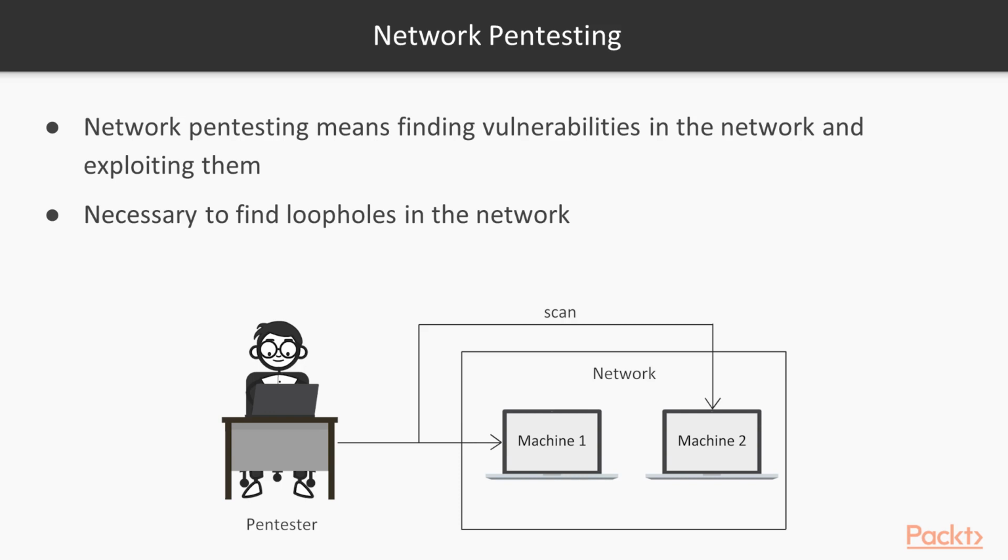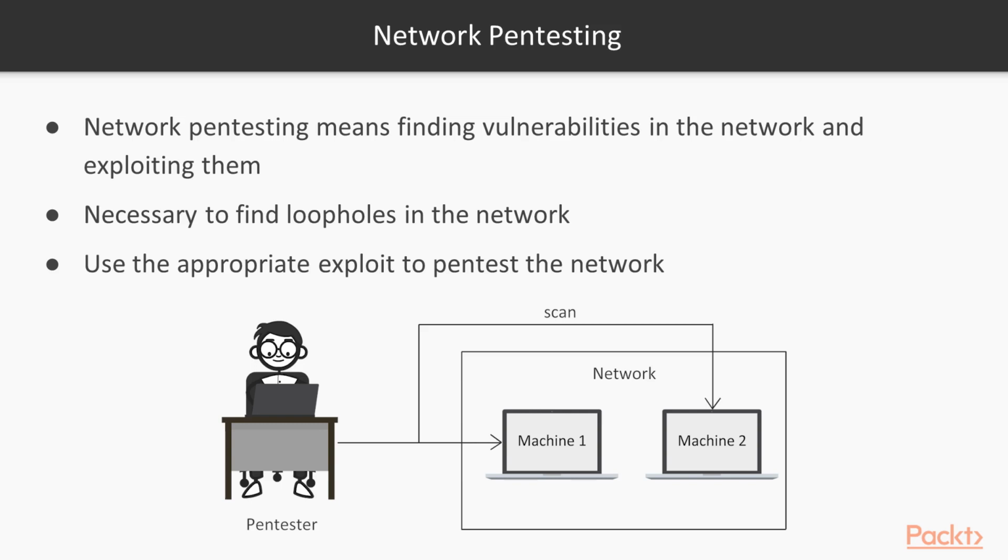After performing vulnerability scanning, you need to choose an appropriate exploit, because we have a database of exploits. We need to choose which exploit will be appropriate to perform penetration testing in this particular case. So you need to perform penetration testing with the appropriate exploit and vulnerability. This is the basics of network pen testing.